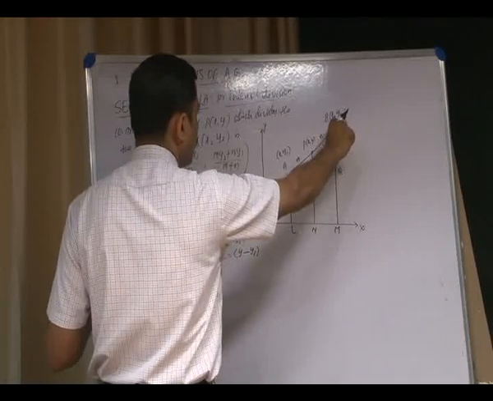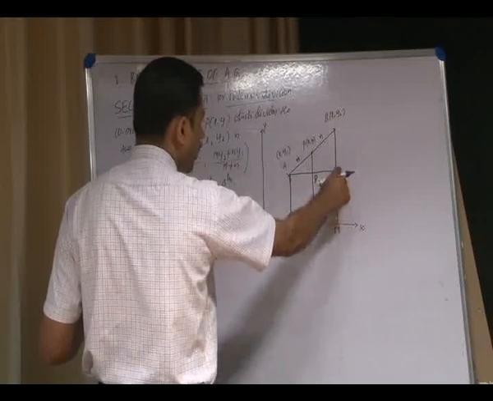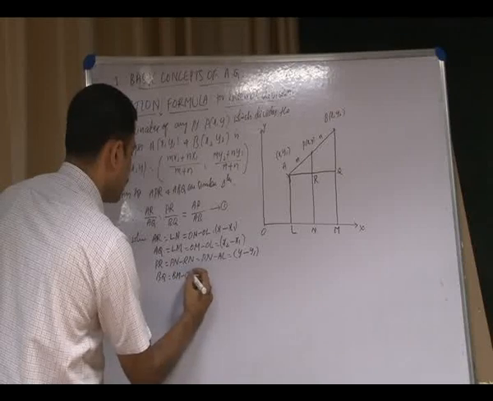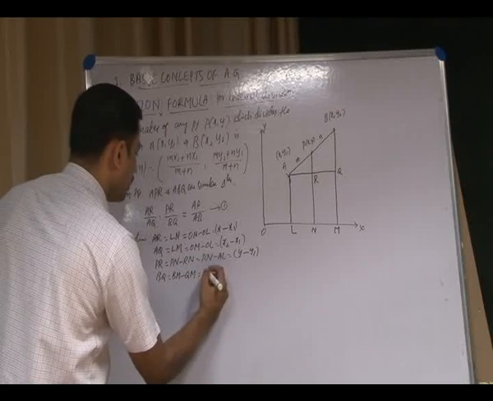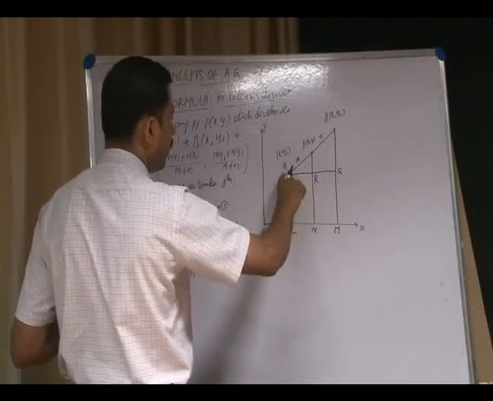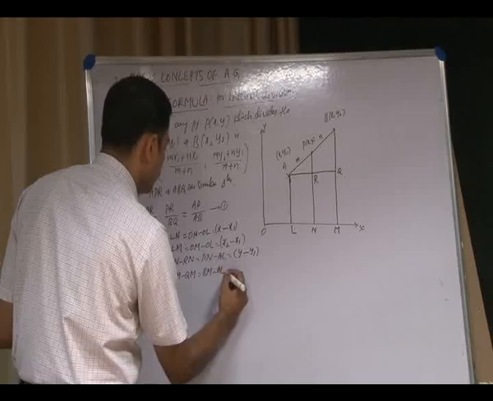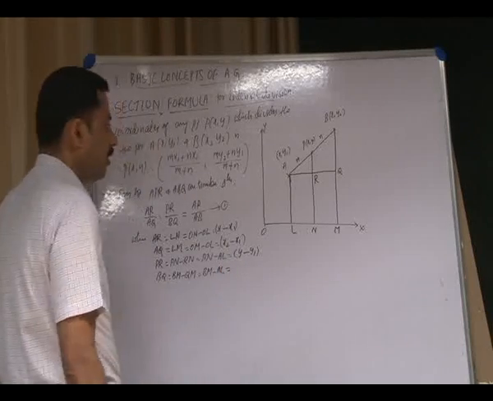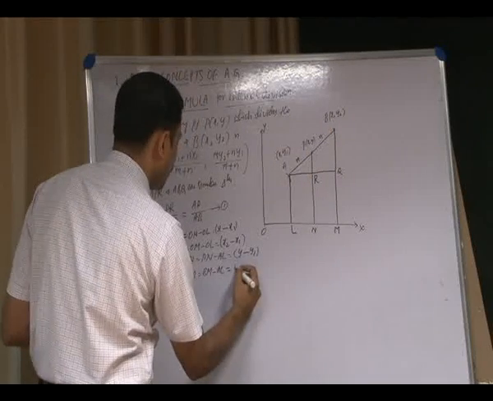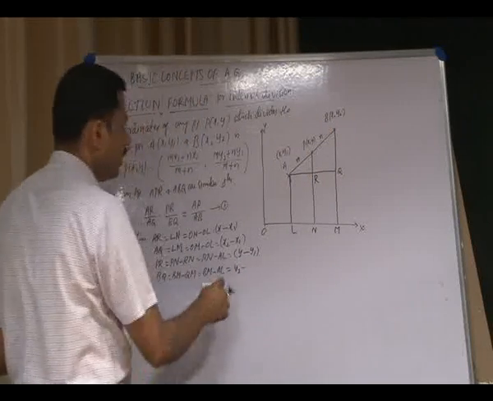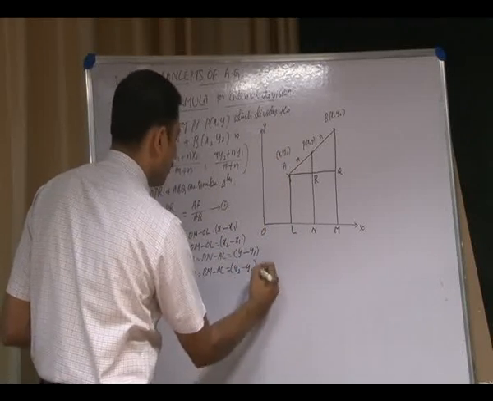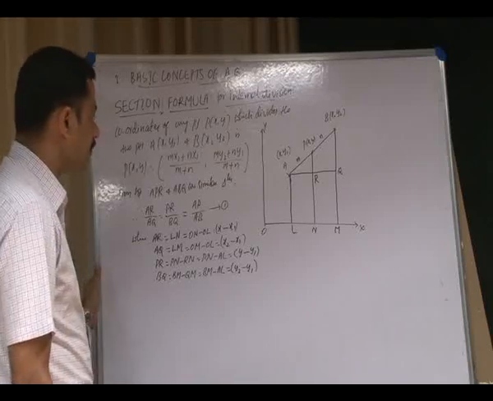Then this distance BQ can be written as the total distance BM minus QM, and instead of QM I will write AL. So BM minus AL. BM is the y coordinate of point B, taken as y2, and AL is the y coordinate of point A, taken as y1. So that becomes y2 minus y1.